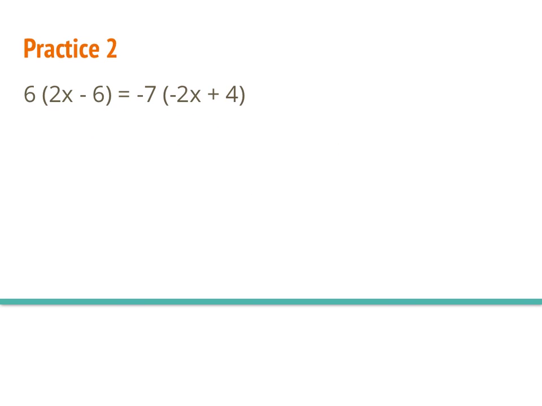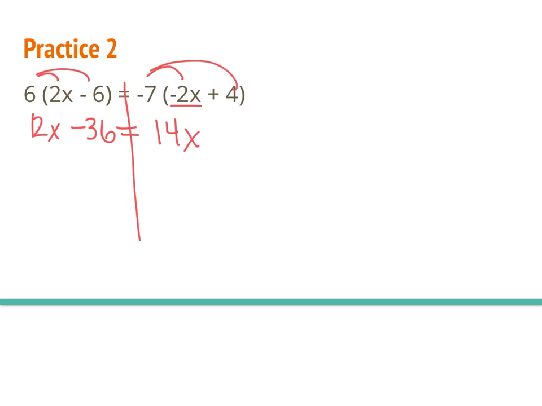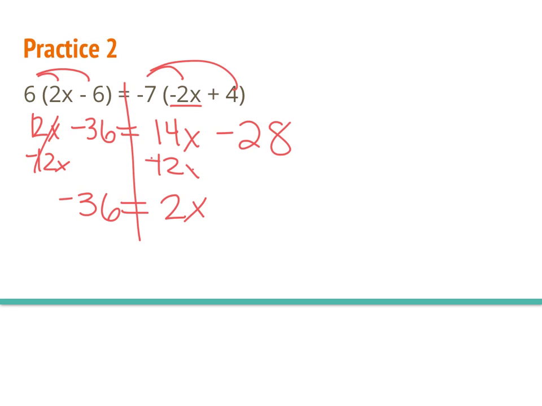Okay, let's look at number 2. Look at my equation here. I'm going to have to do distributive property on both sides. So 12x minus 36. Negative 2 times negative 7 is 14x. Negative 2 times 4 is minus 28. So let's take away 12x on both sides. We get negative 36 equals 14x minus 12x, which is 2x minus 28.